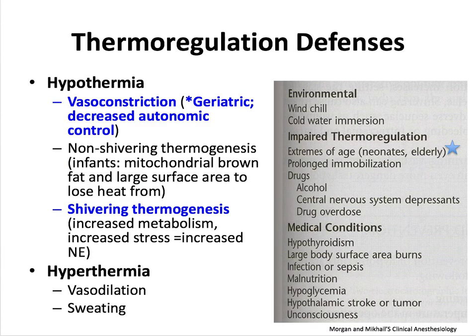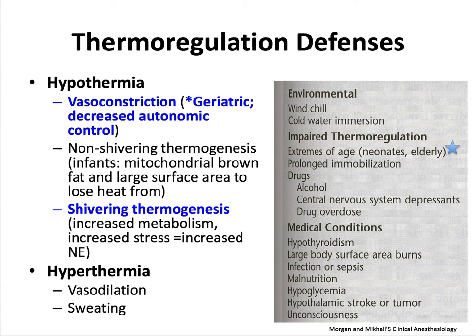What are some defenses against being cold or hot? Cold first. Vasoconstriction is a major one, and the elderly patients don't vasoconstrict as well, so they can lose heat more. Another mechanism is shivering thermogenesis. When we shiver, we can create heat. Now, in infants, they have mitochondrial brown fat, which they can use to produce heat. We do not have that, but infants also have a very large surface area to lose heat from.